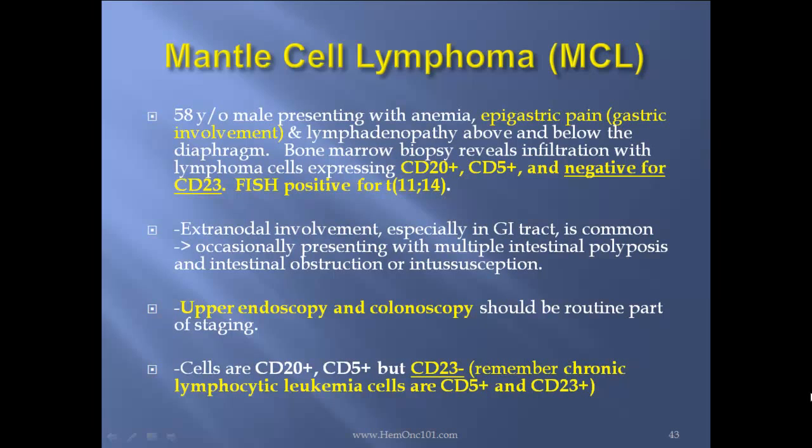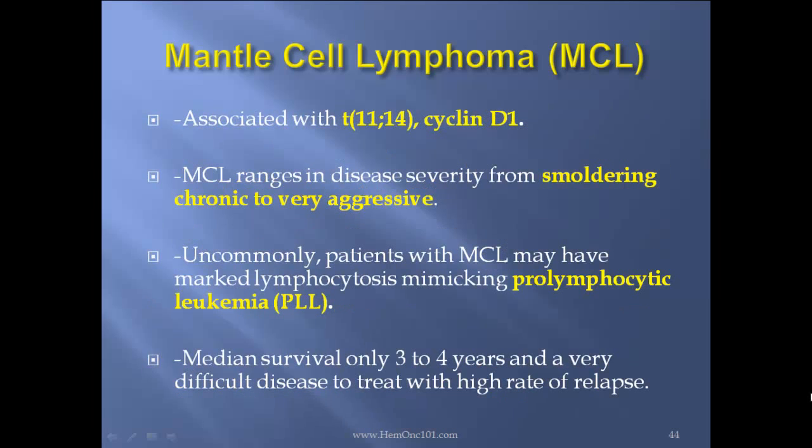Extranodal involvement, especially in the GI tract, is common, and may occasionally present with multiple intestinal polyps and intestinal obstruction or intussusception. Upper endoscopy and colonoscopy should therefore be done routinely as part of staging. Cells are CD20 positive, CD5 positive, but CD23 negative. Remember, CLL will be CD5 positive and CD23 positive.